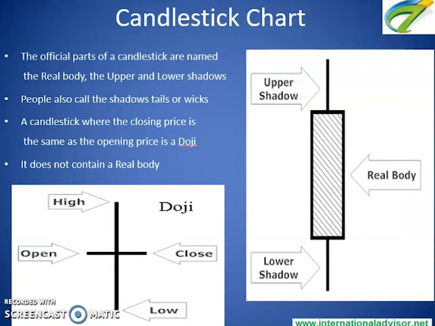The official parts of a candlestick are named the real body and the upper and lower shadows or wicks. People also call the shadows tails or wicks. A candlestick where the closing price is the same as the opening price is the doji. It does not contain a real body because the opening and closing prices are the same.